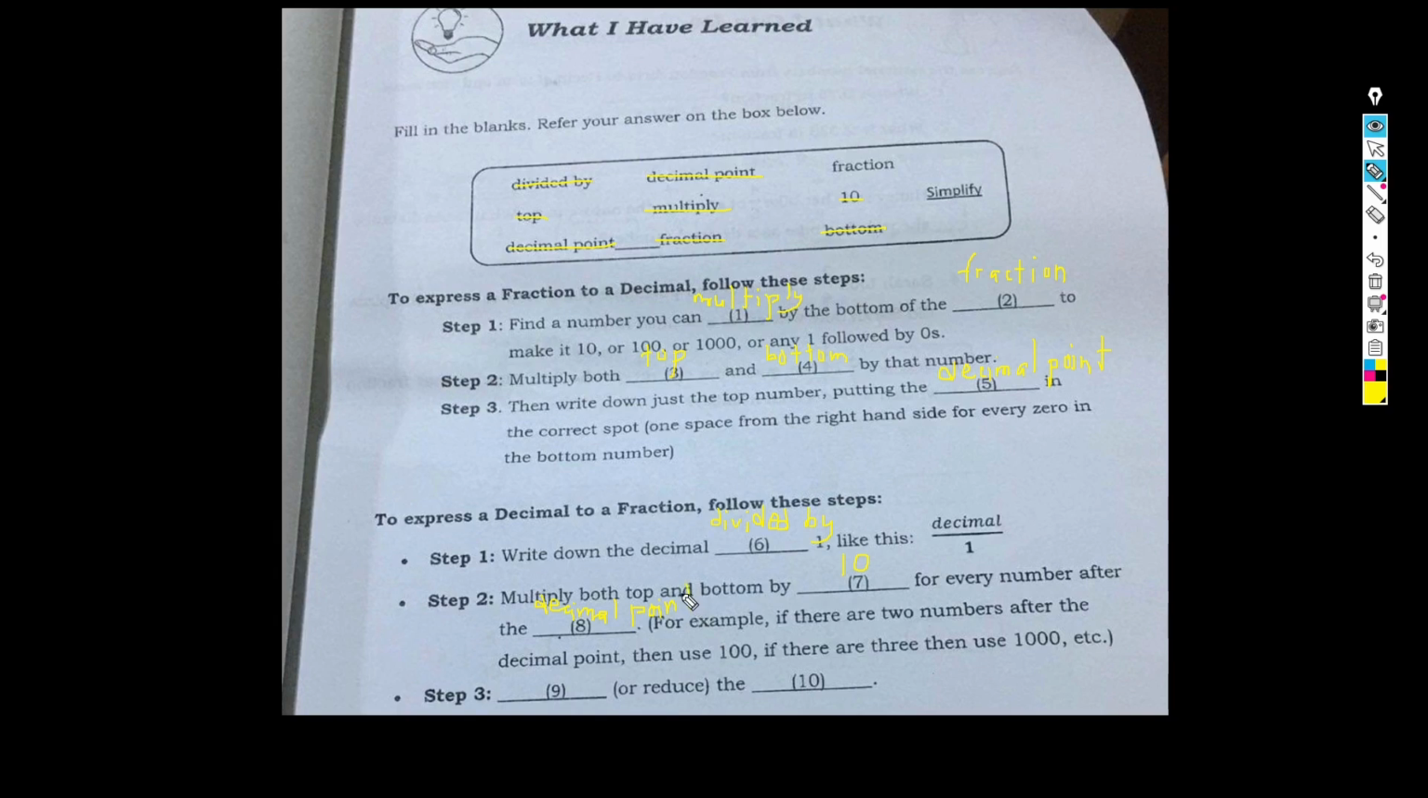For example, if there are 2 numbers after the decimal point, then use 100. If there are 3, then use 1000, etc. Step 3, simplify or reduce the fraction. Okay, so these are the answers on this page, what I have learned. Let's go to the next.